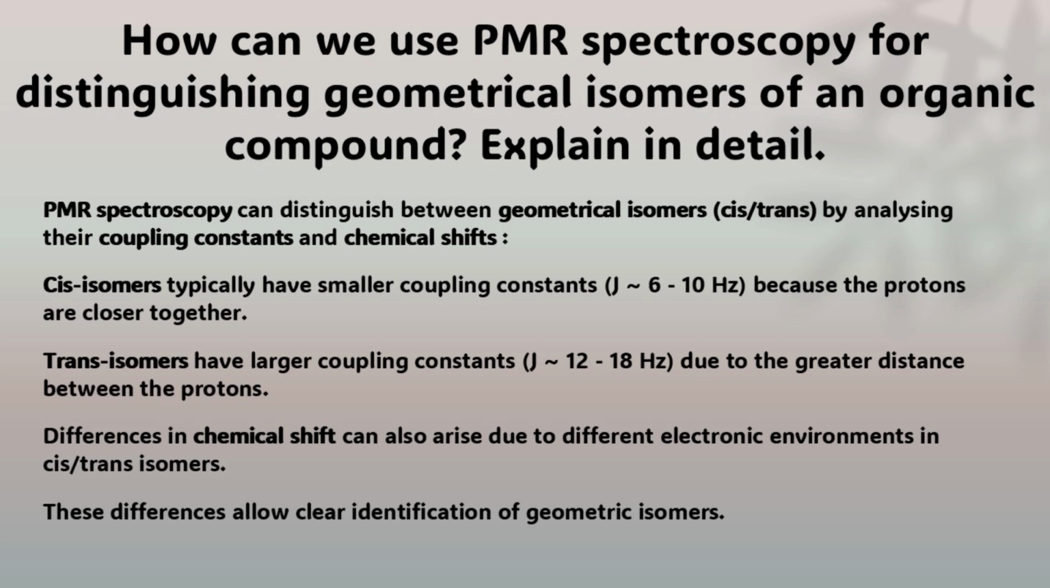Trans isomers have larger coupling constants. J is approximately between 12 and 18 Hz due to the greater distance between the protons. Differences in chemical shift can also arise due to different electronic environments in cis and trans isomers. These differences allow clear identification of geometric isomers.